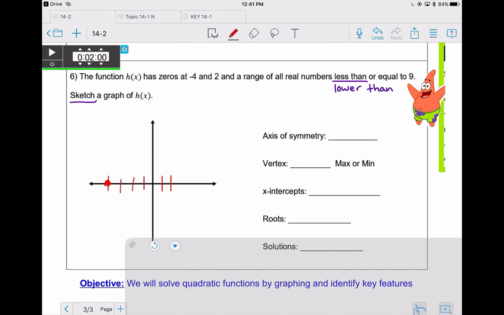and 2. Remember, zeros, x-intercepts, solutions, crosses the x-axis, roots, all mean the same thing. My range, so my y's, are less than or lower than or equal to 9. So I go all the way up to 9. And you might want to write 9 just in case your graph doesn't look good. Mine is not great. Now, if my range is lower than 9, it's going to have to go down or below or underneath 9.